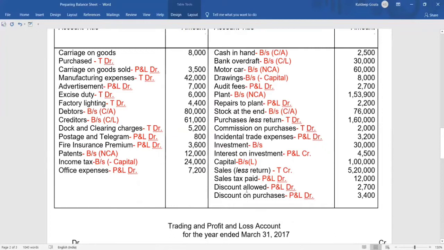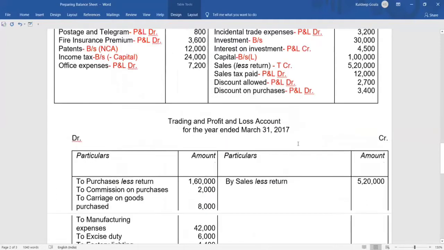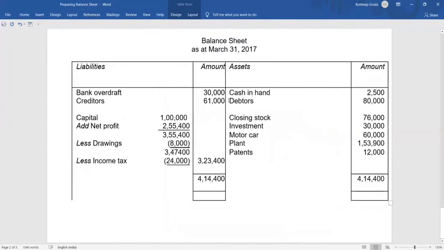Then we will go with the next item, that will be debtors. Okay, let's see where it is in the balance sheet. Current asset, here, debtors 80,000. So that will come as the next item. It will be debtors, on the balance sheet asset side. Okay, clear? These are nothing but the current assets.